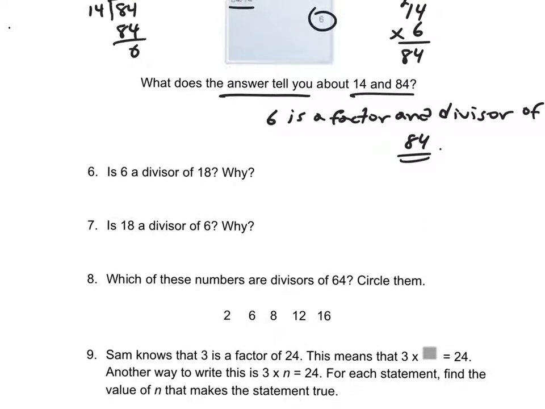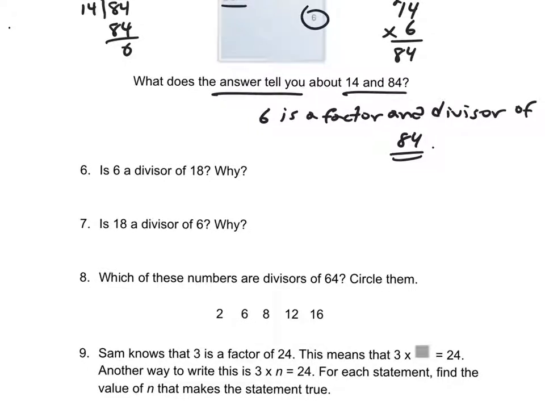Is 6 a divisor of 18? Why? Well, to figure that out, we just say, is 6 a divisor? That means, can we divide 18 into six equal pieces. 1, 2, 3, 4, 5, 6. 6 goes into 18 three times. So that means each of these pieces would have 3, 3, 3, 3, and 3, which would give us 18. So yes, it's a divisor.